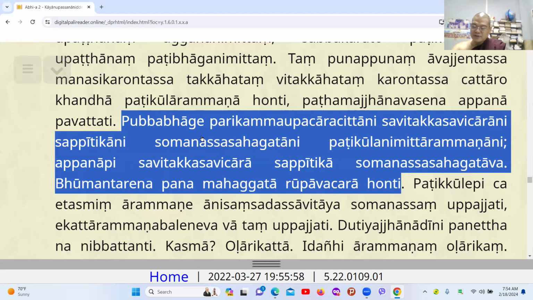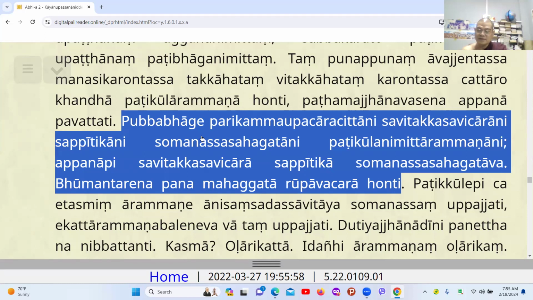Upacara bhaga, parikamma citta and upacara citta. The parikamma citta is where we are doing preliminary work. Where we attain upacara samadhi, that is upacara citta. Savitakka, savicara, sapitika, somanassa sahagata. So the citta takes the particular nimitta as object. The citta arises together with vitakka, vicara, piti and somanassa. So he described the first jhana here.